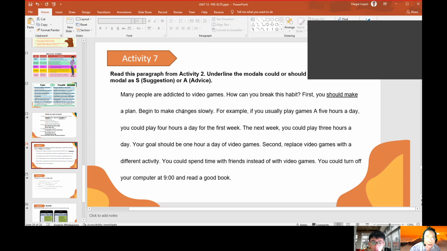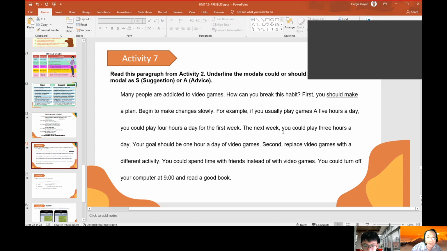Okay, now let's identify the modals with the verb in it, and then let's tell if that modal is a suggestion or an advice. What about number one? Number one is given to us, should make. Is this a suggestion or is this an advice? Advice. Okay, it's an advice. You should make a plan. But she is not imposing it. You should make a plan.